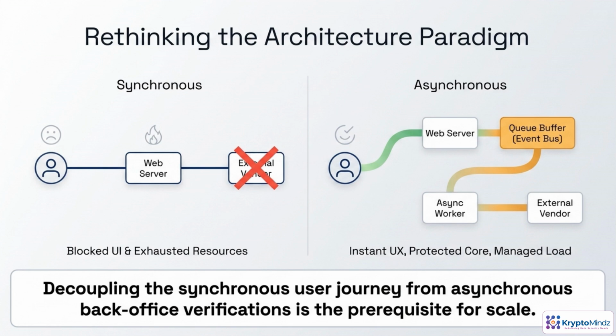To avoid that, the key architectural shift is moving vendor calls off the critical user path. If every verification is synchronous, your web tier is held hostage by external latency, vendor outages, and rate limits. You see blocked UIs, exhausted resources, and cascading failures during traffic spikes. When you decouple, the web server simply accepts the request, commits intent, and hands work to a queue. Async workers talk to vendors, apply business rules, and update state. This pattern preserves instant UX, protects your core services, and gives you predictable, scalable load.